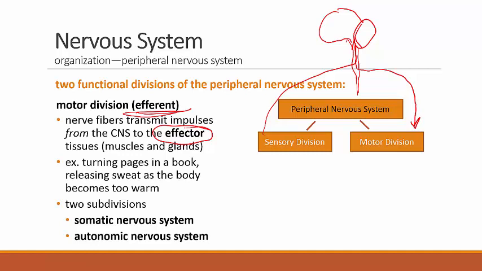So, for example, some of this motor output would include the commands to turn the pages in your book. Or if it's getting hot and in your house the heat's been on too long and you start to get warm, then we would send out motor commands to the sweat glands, telling them to produce a little sweat to cool you down. So the motor subdivision can be further subdivided into what is termed the somatic nervous system and the autonomic nervous system.